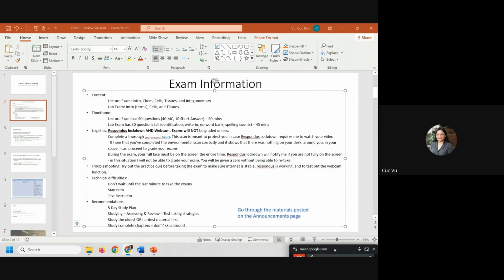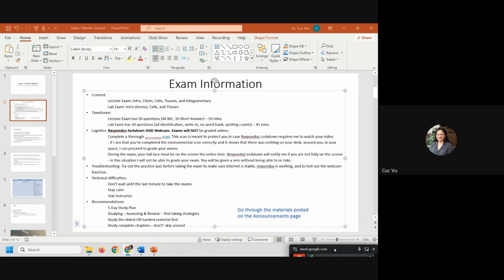Troubleshooting. Try the practice quiz. The practice quiz you can take multiple times, as many times as you want, whenever you want. It's just to make sure that the computer you're using is compatible with Respondus Lockdown and Webcam. So you can use the practice quiz for that. Technical difficulties. If you do run into problems, first of all, don't wait until the last minute to take the exam. Stay calm and just text me.